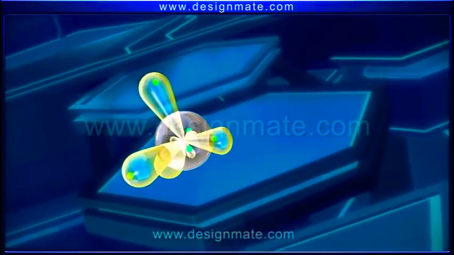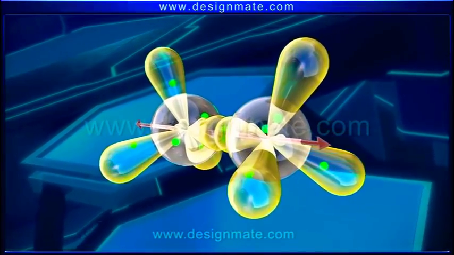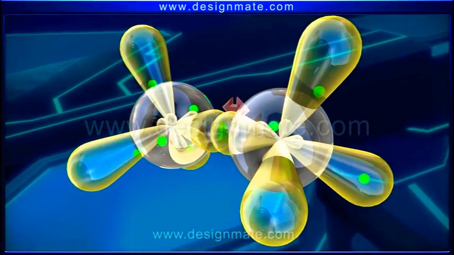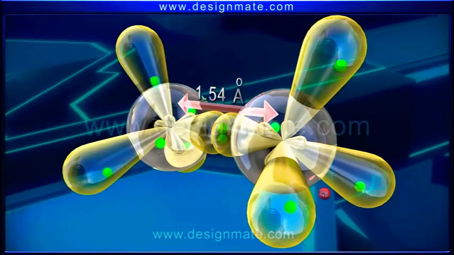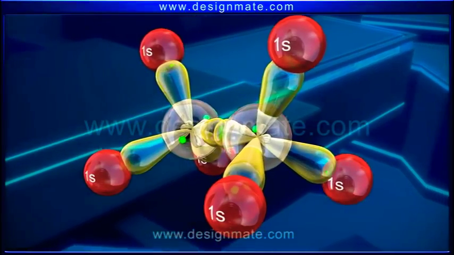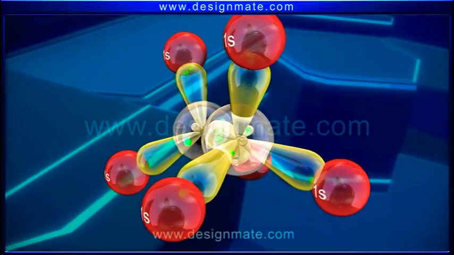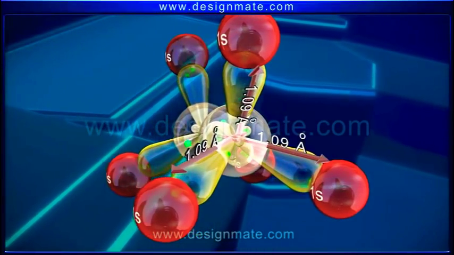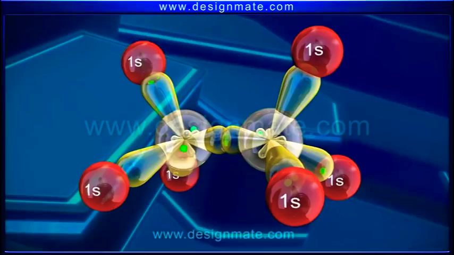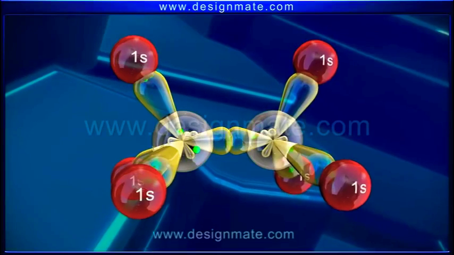When 2 such sp3 hybridized carbon atoms approach each other along the internuclear axis and overlap, a carbon-carbon sigma bond is formed. This bond has a bond length of 1.54 angstrom. 6 hydrogen atoms now approach and overlap the remaining 6 sp3 hybrid orbitals of both the carbon atoms, forming sigma bonds with bond length of 1.09 angstrom. In other words, whenever a carbon atom in an organic compound forms 4 sigma bonds which are directed along the corners of a regular tetrahedron, it is sp3 hybridized.